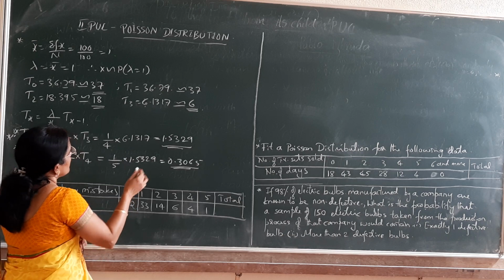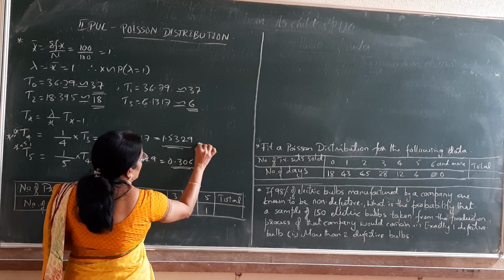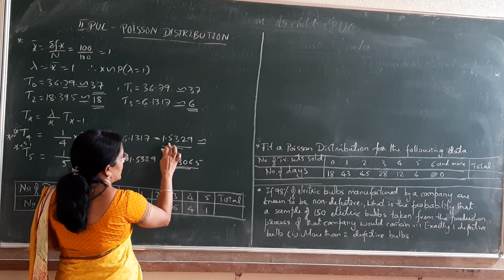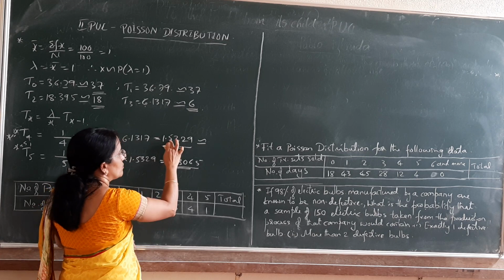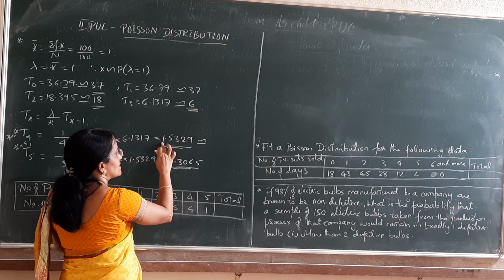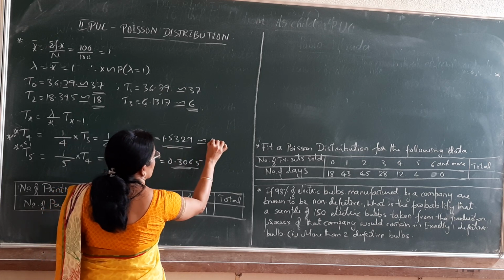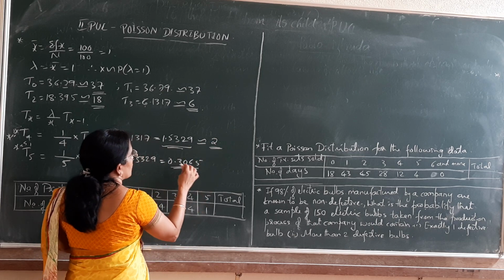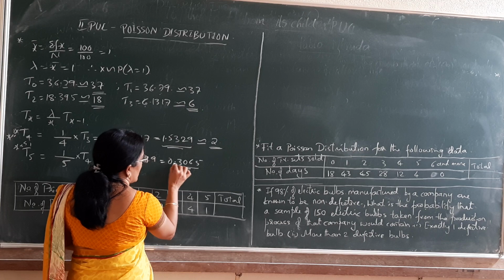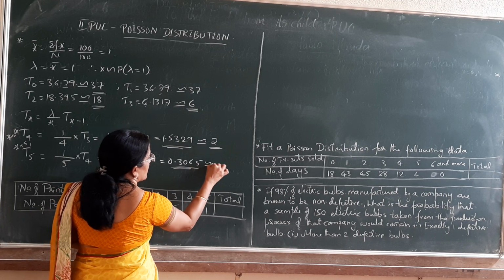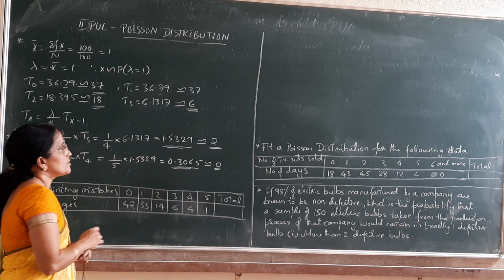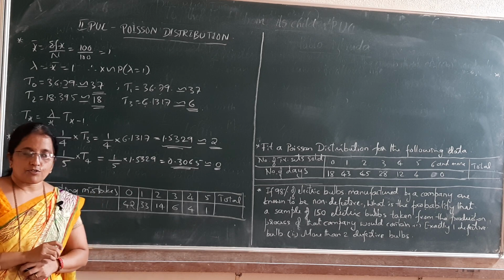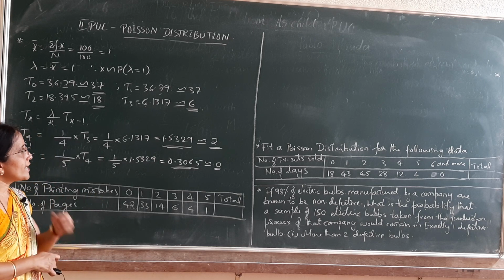Next, 1.53 is approximately equal to 2. The first decimal value is 5, so increase the integer part by 1 unit: 1 plus 1, 2. I think we are following the approximation procedure. 0.30 becomes 0. So now I have approximated all the values. Then just find the sum.